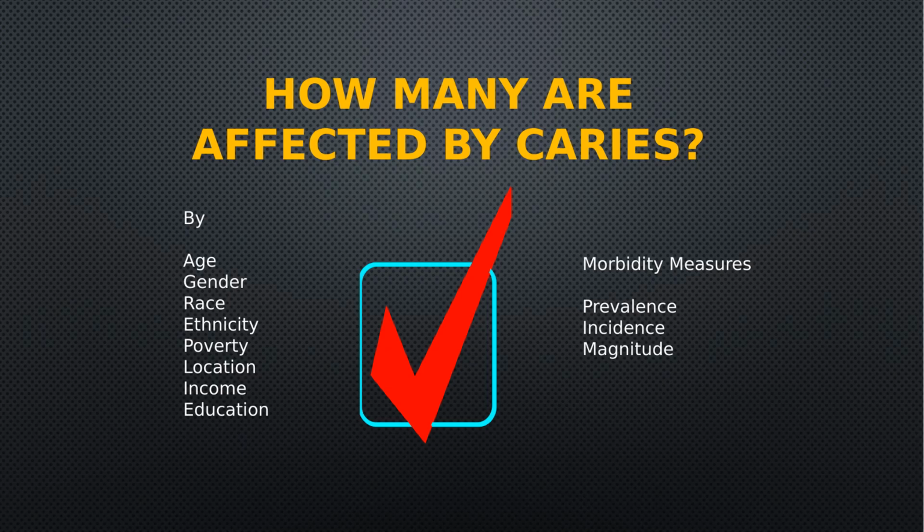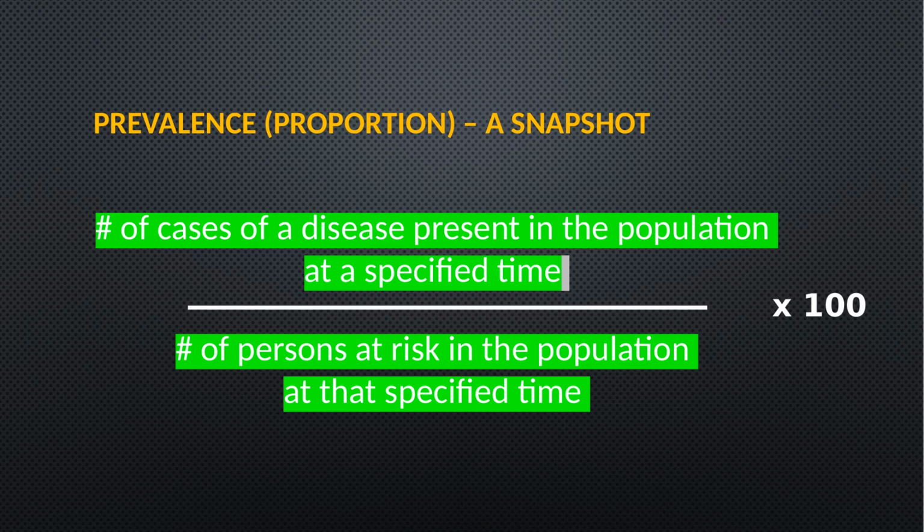Key factors include age, gender, race and ethnicity, socioeconomic status, poverty, income, education, and geographic location. To measure how many are affected, we use morbidity metrics: prevalence for existing cases, incidence for new cases, and magnitude to capture overall severity. Understanding these dimensions helps target prevention and allocate resources.